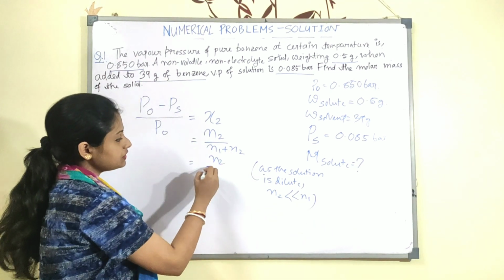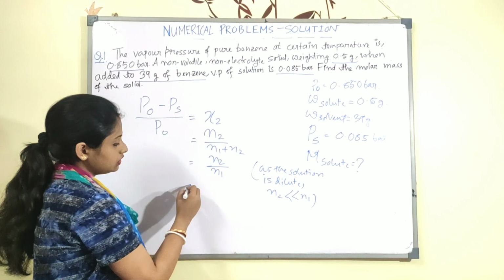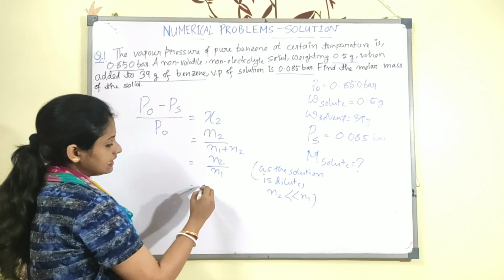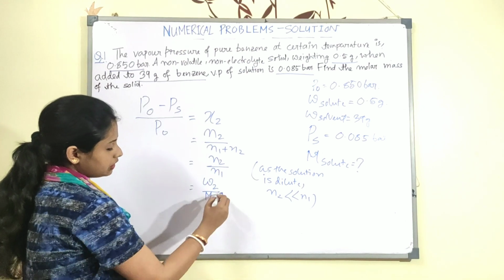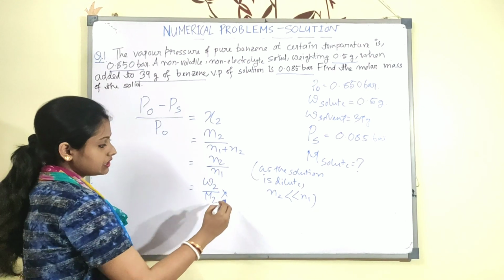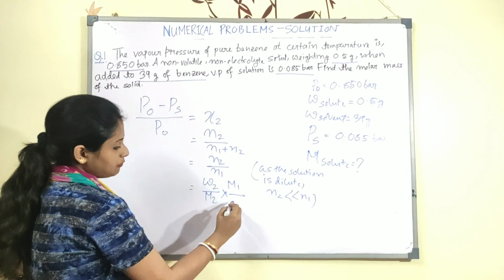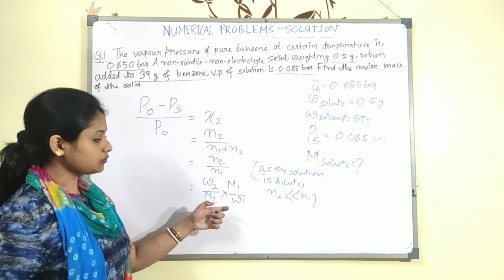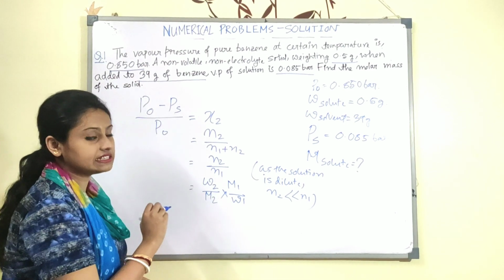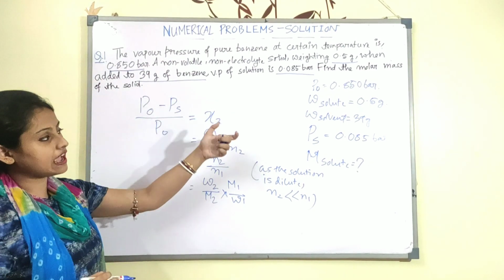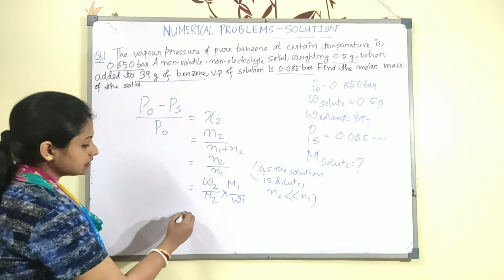So finally what we are doing? N2 by N1. The formula is then weight by molecular weight for the solute, and M1 by W1, that means weight by molecular weight of the solvent. We have already derived this. Now please put the values and we will get the answer.